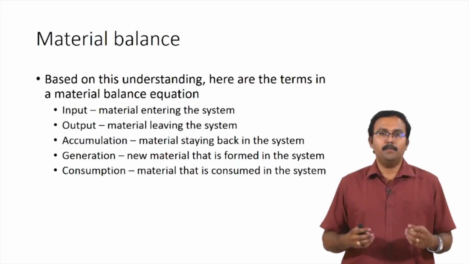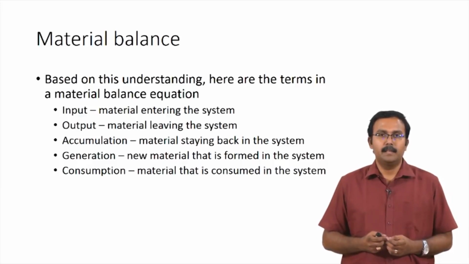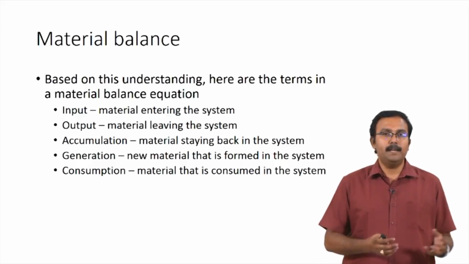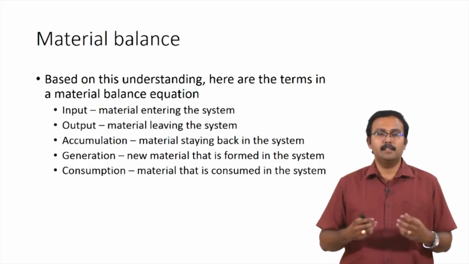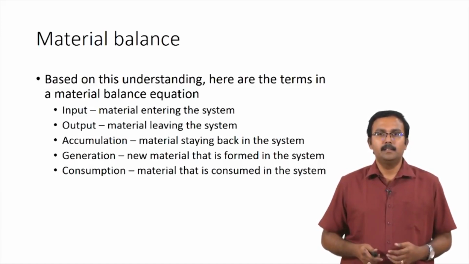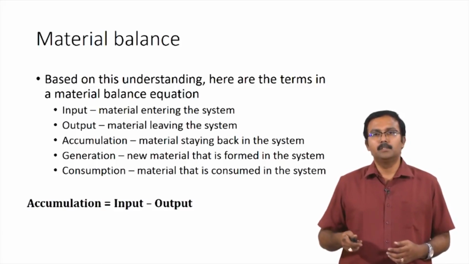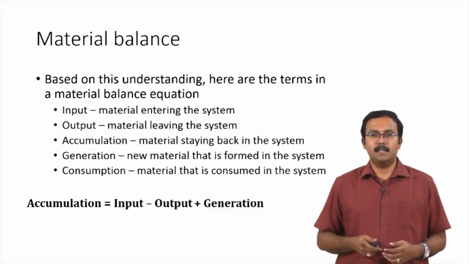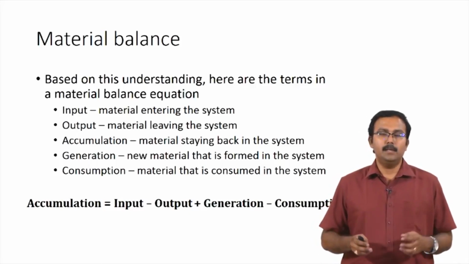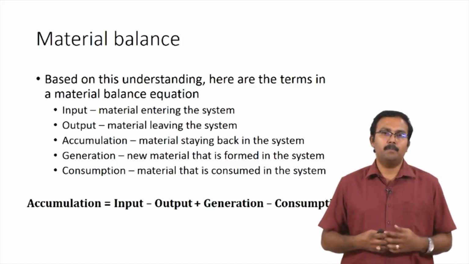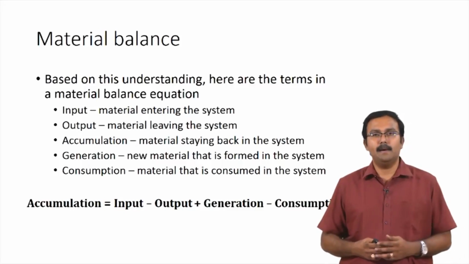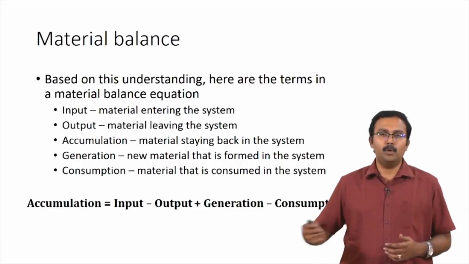So, we need to come up with an equation which will correlate these 5 terms. So, this general equation which fits for both material and energy balances is as follows. Accumulation is equal to input minus output plus generation minus consumption. So, this equation forms the basis for performing all material and energy balances, which we will repeat throughout this course.